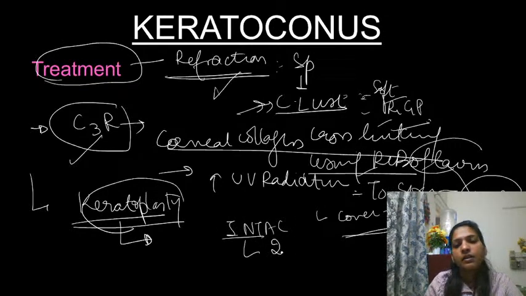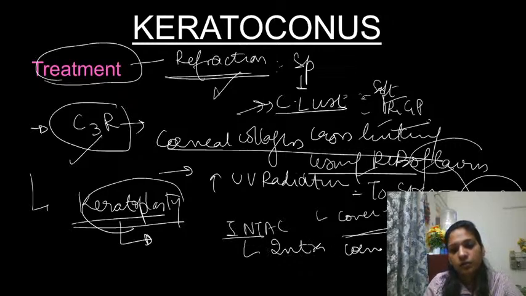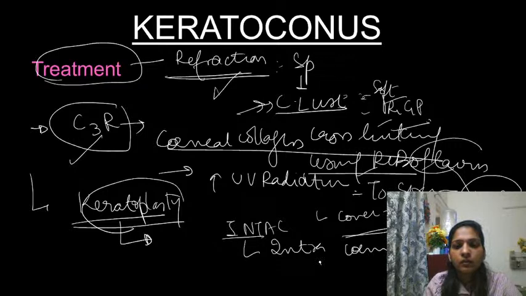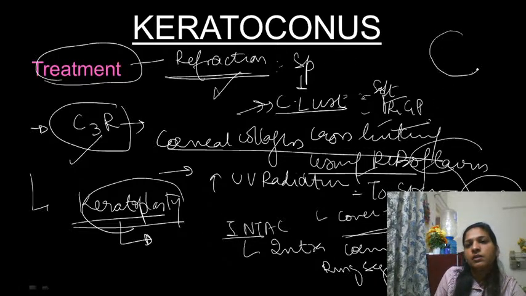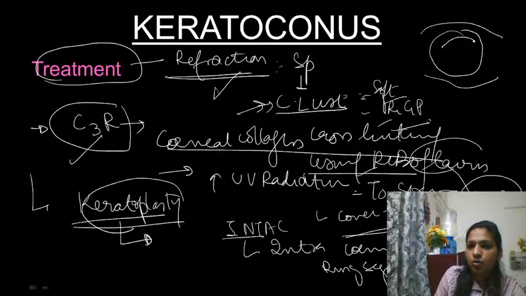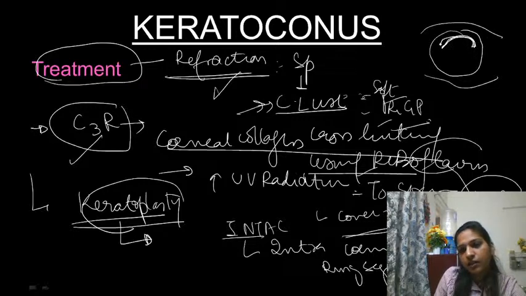These are intracorneal ring segments. For example, this is the cornea. These rings are placed in the stroma like this. These are 150-degree rings, placed like this in the cornea, in the stromal part.